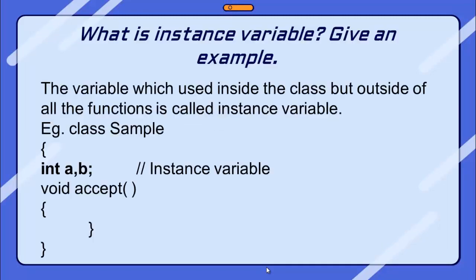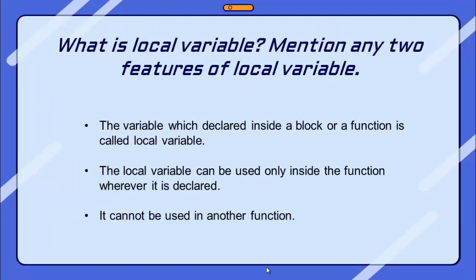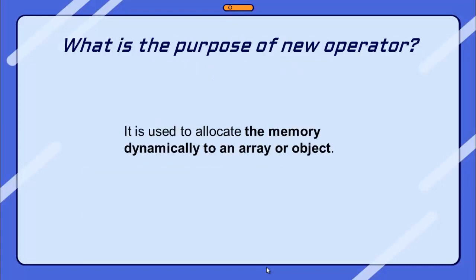Class and object: instance variables. The variables which are used inside the class but outside of the function are called instance variables. Local variable: the variable which is declared inside a block or a function is called a local variable. The local variable can be used only inside the function wherever it is declared. It cannot be used in another function. Purpose of the new operator: it is used to allocate memory dynamically to an array or object.